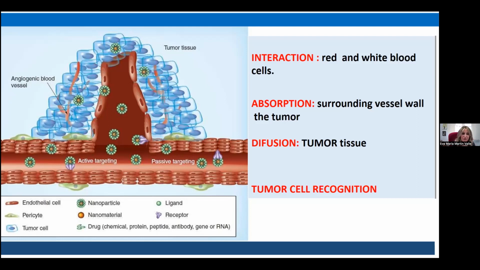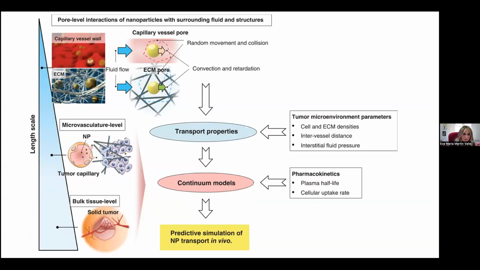The third one, very important, is the diffusion step, what happens in the tumor tissue, which is an anisotropic system with different permeability, etc. And the final one, and this is a key point, is the tumor cell recognition. But in order to have a good therapy, we need a better understanding of these 4 steps.